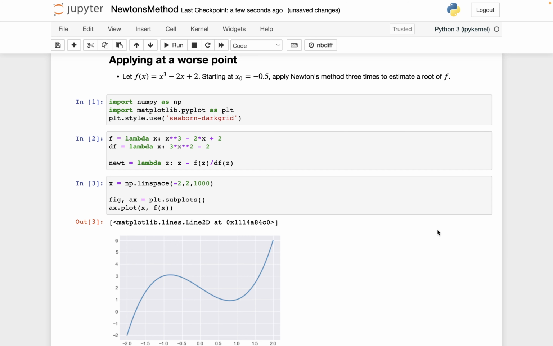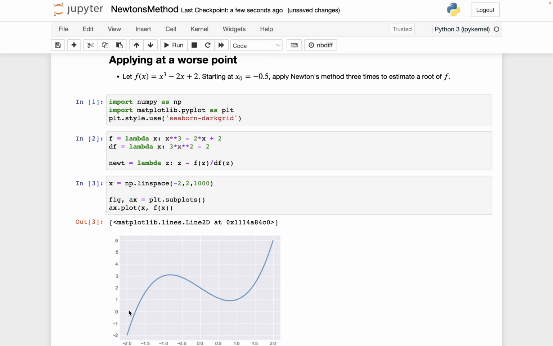We saw in the previous video an example where Newton's method works well. Here, let's see an example where it works less well. So instead of starting at negative 1.5, where I started in the previous video, here I'm going to start at negative 0.5. And why is this going to be worse?